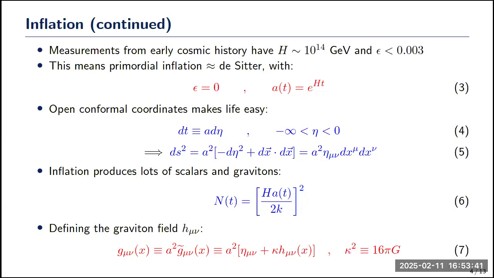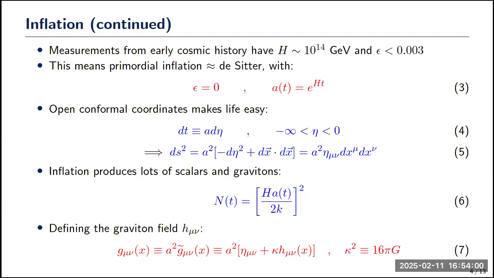One of the things that happens during inflation is something called inflationary particle production, where lots of massless scalars and gravitons are produced and ripped out of the vacuum. So for example, the occupation number of a massless scalar goes like this. It grows exponentially like a squared.